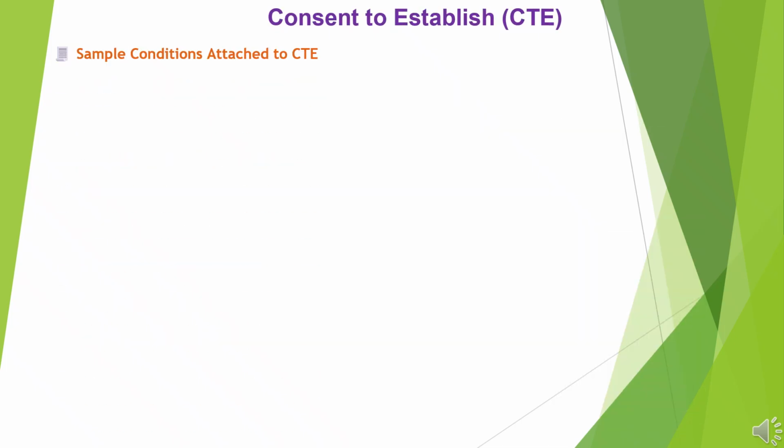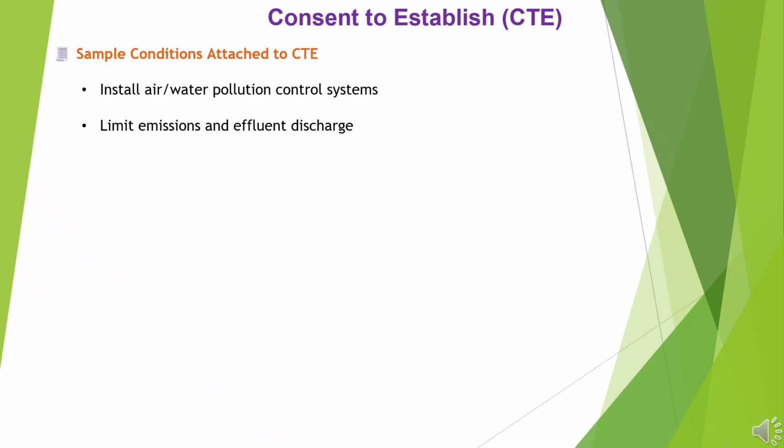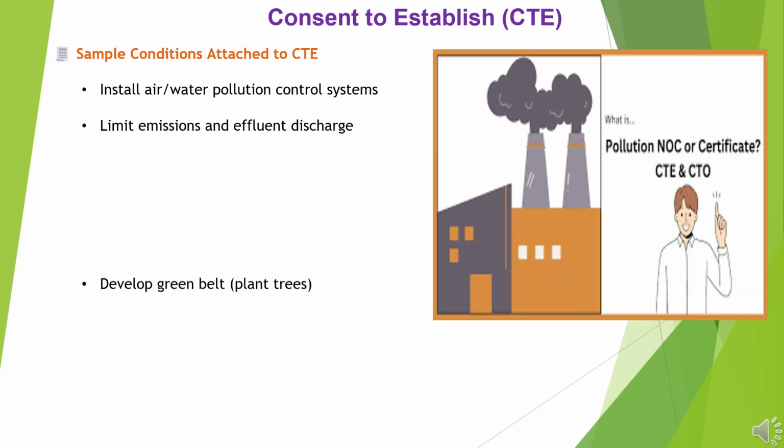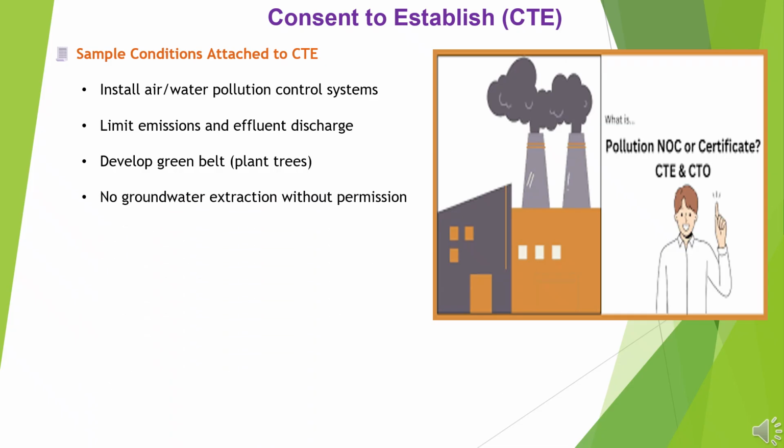Sample conditions attached to CTE. Install air/water pollution control systems. Limit emissions and effluent discharge. Develop green belt, plant trees. No groundwater extraction without permission. Comply with hazardous waste management rules.